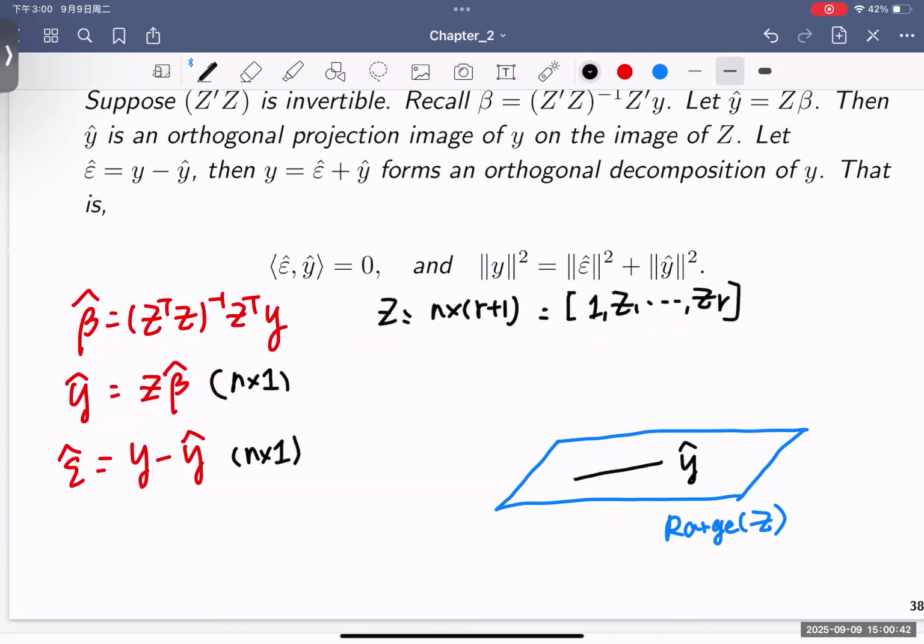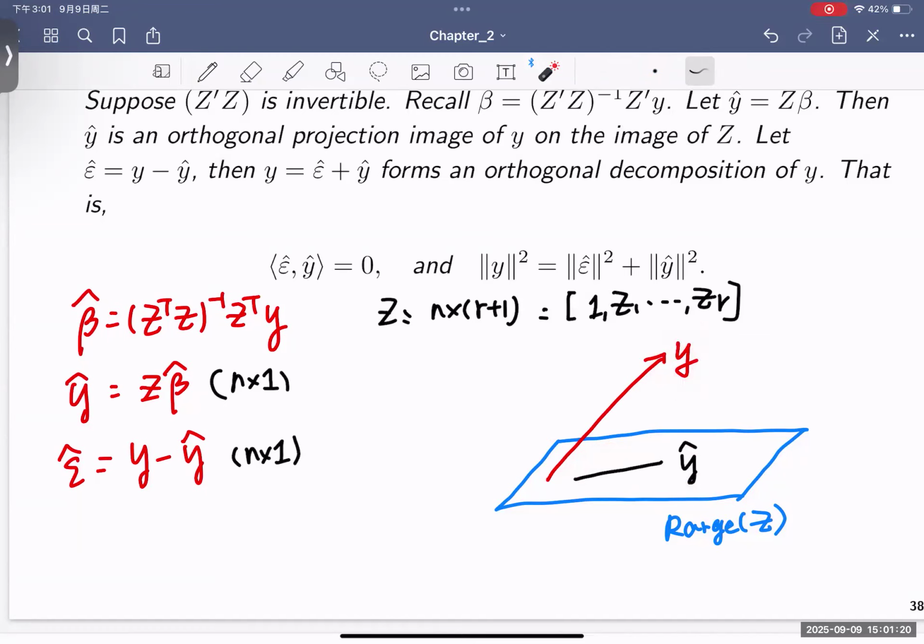And our y, our target. This is an n-dimensional space, n times 1 dimensional. And our y is also n times 1 dimension, just any arbitrary vector. So this is our y. And actually what we are trying to do is find a vector in this space which is closest to our vector y.